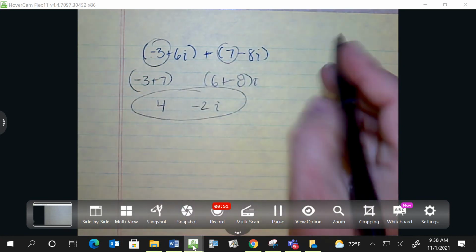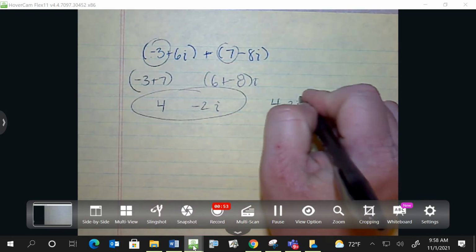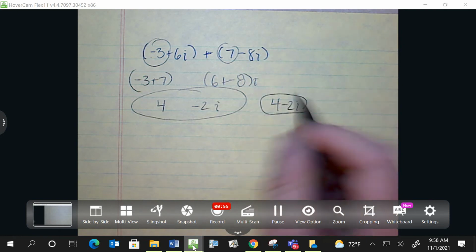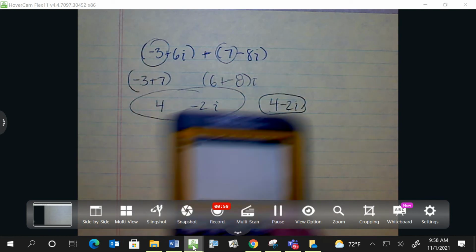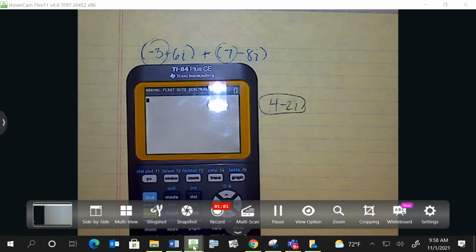This is considered to be standard form. Standard form of a complex number has a real portion and an imaginary portion. Let's do it on the calculator together. So grab a calculator. My suggestion would be to always do adding and subtracting and multiplying by simply picking up a calculator and showing no work.